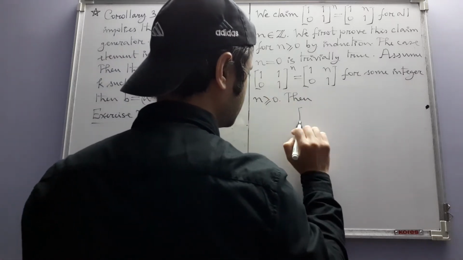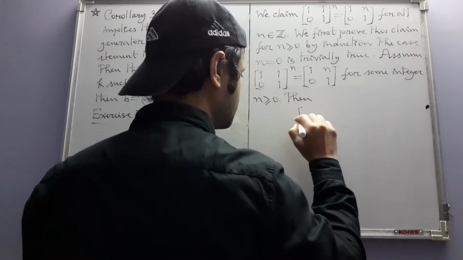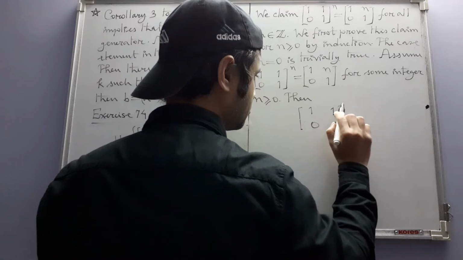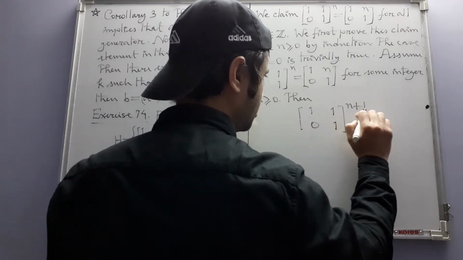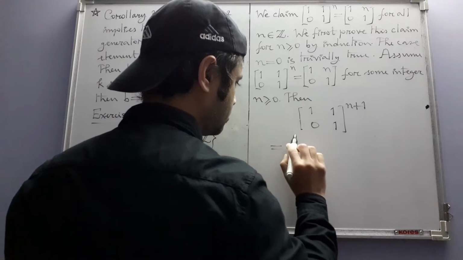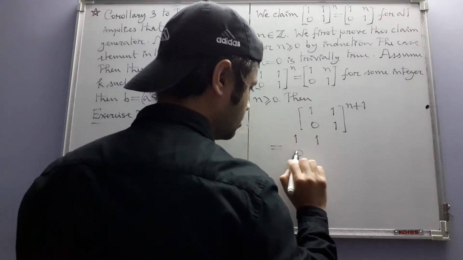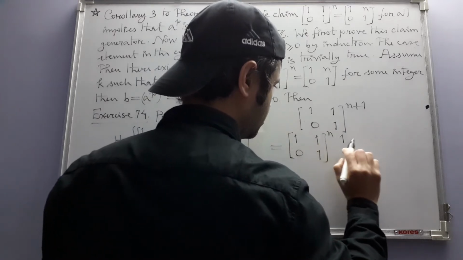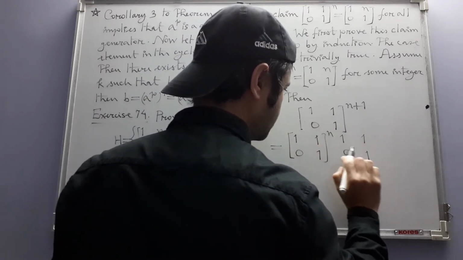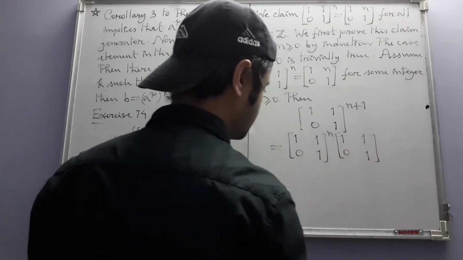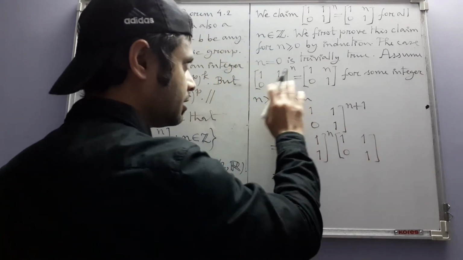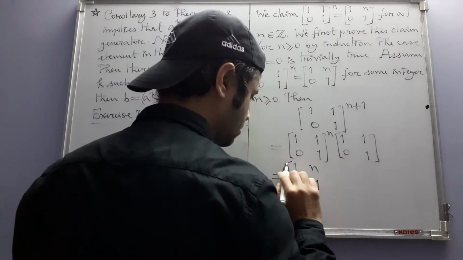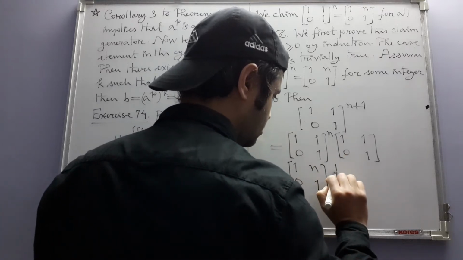Then what about this? n plus 1, 1 1 0 1, n 1 1 0 1. This, by our induction hypothesis, is equal to 1 n 0 1, and this one is 1 1 0 1.